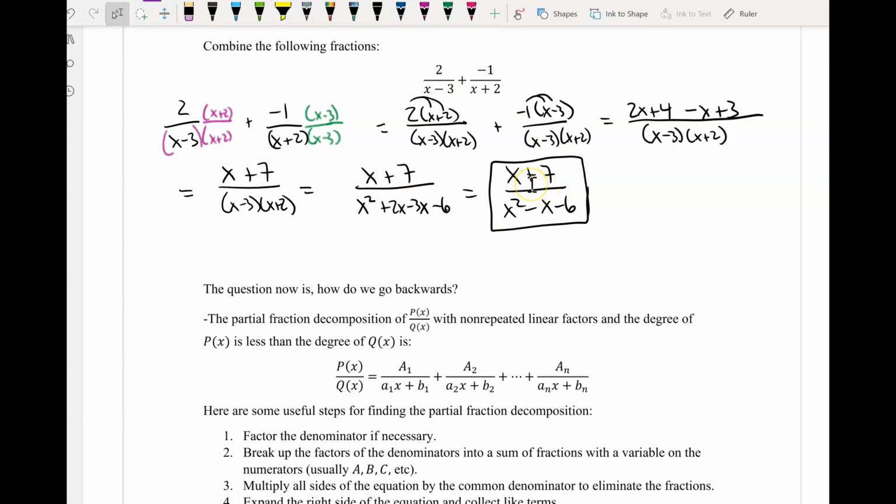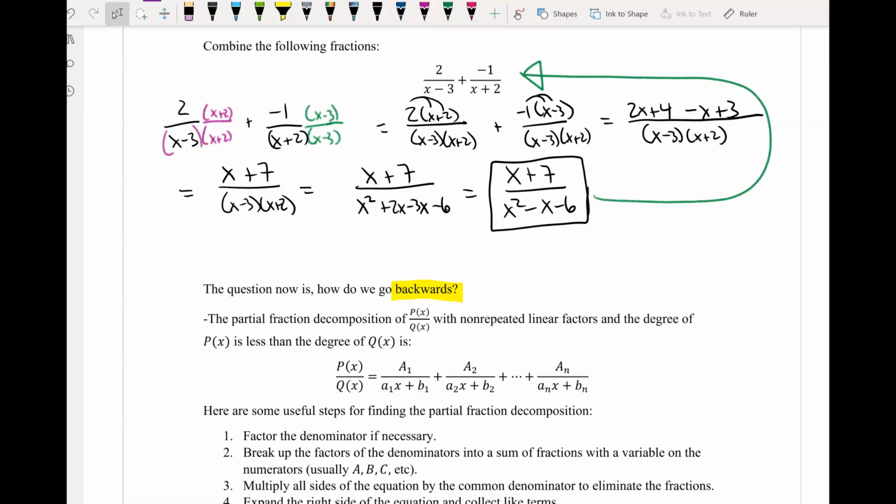Now, the whole point of partial fraction decomposition, because this is something that you've done in Algebra 1 or Algebra 2, is that one of the things you want to be able to do is go backwards. How do we start with this rational and break it up into two basic fractions? That's the whole point of this section. We want to be able to go backwards, and that's what we call partial fraction decomposition.